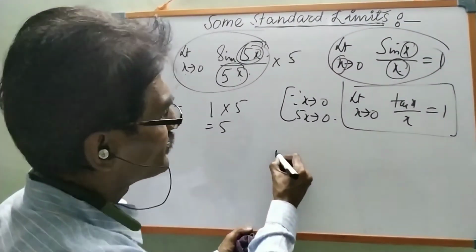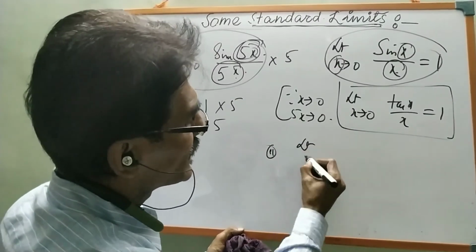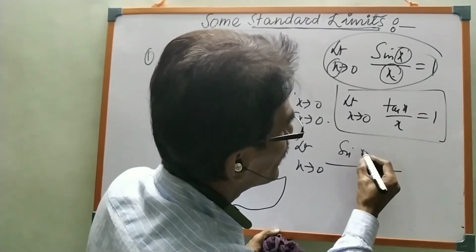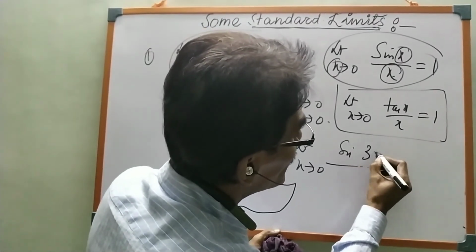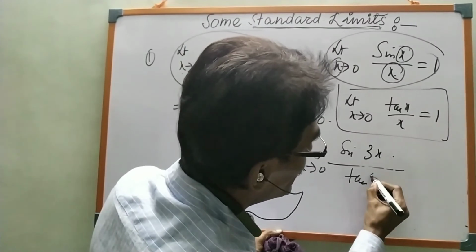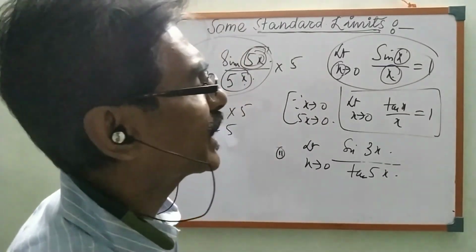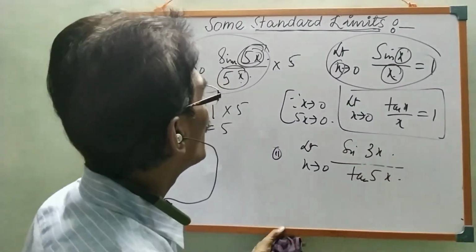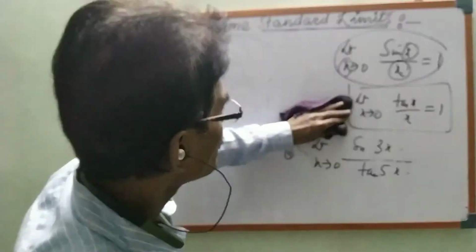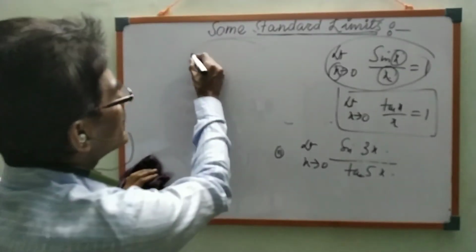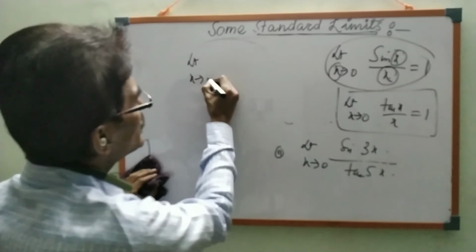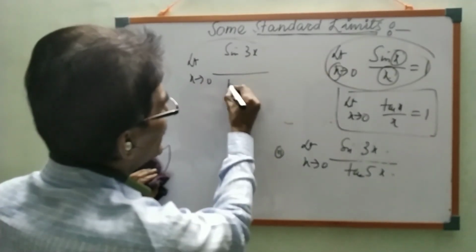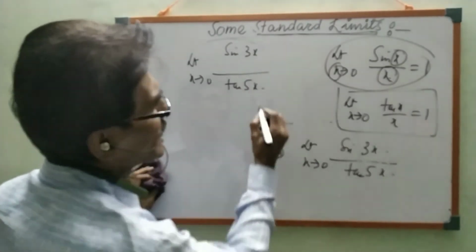Second example, number 2. Say limit x tends to 0, here is given sin 3x divided by tan of 5x. Just one more question. What will you do? Again, to get the standard figure, limit x tends to 0 same, you see sin 3x same as that, here tan 5x also same as that.